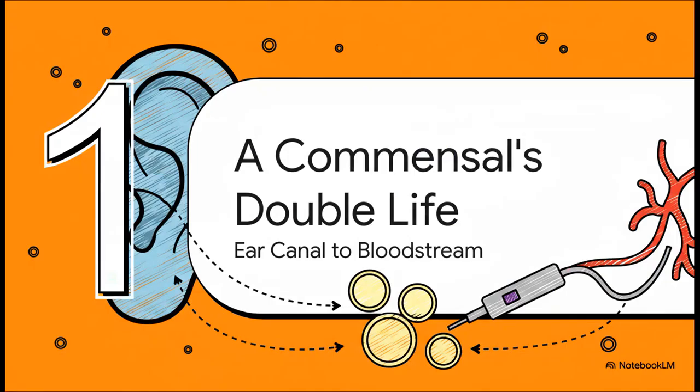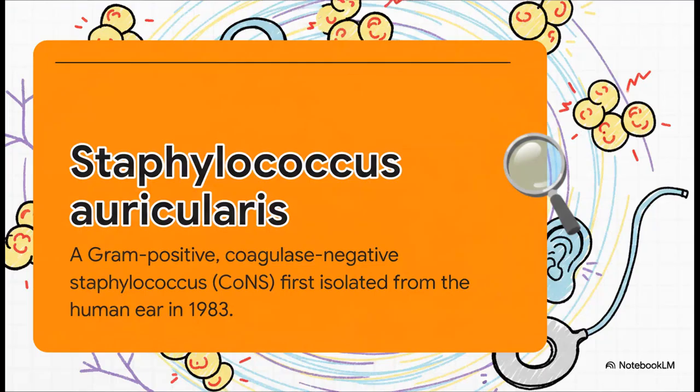Okay, so let's start at the very beginning. To really get a handle on how Staphylococcus auricularis can cause disease, we first need to understand its fundamental biology, where it comes from and what makes it so unique. So, at its core, Staphylococcus auricularis is a classic coagulase-negative staphylococcus, or a CoNS, as we all call them. And the name auricularis kind of gives away its favorite hangout spot, the human ear. It was first described way back in 1983, and for a long time, it was just considered a totally normal, boring resident of our skin.